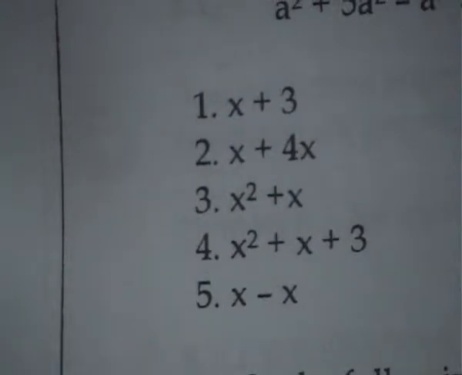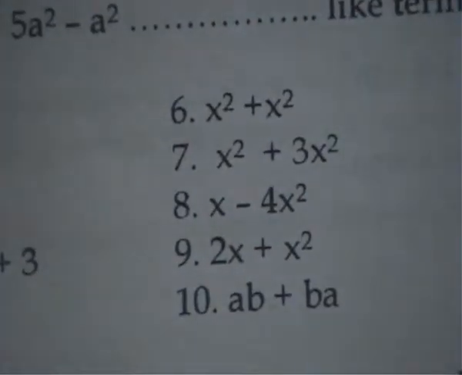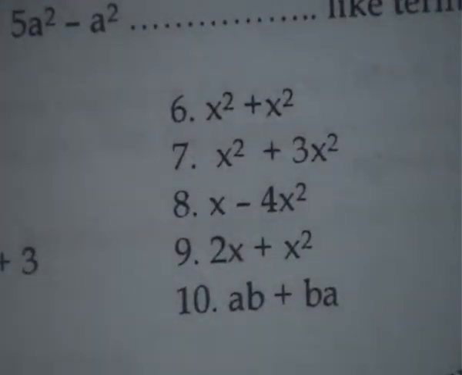Number one, x plus 3. Number two, x plus 4x. Number three, x squared plus x. Number four, x squared plus x plus 3. Number five, x minus x. Number six, x squared plus x squared. Number seven, x squared plus 3x squared. Number eight, x minus 4x squared. Number nine, 2x plus x squared. Number 10, AB plus BA.